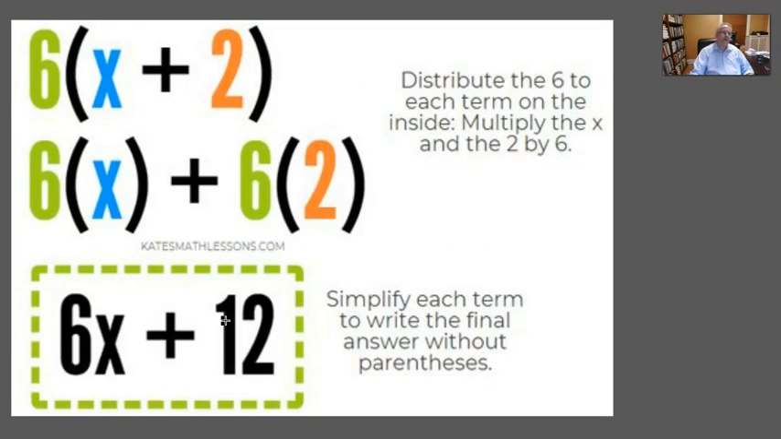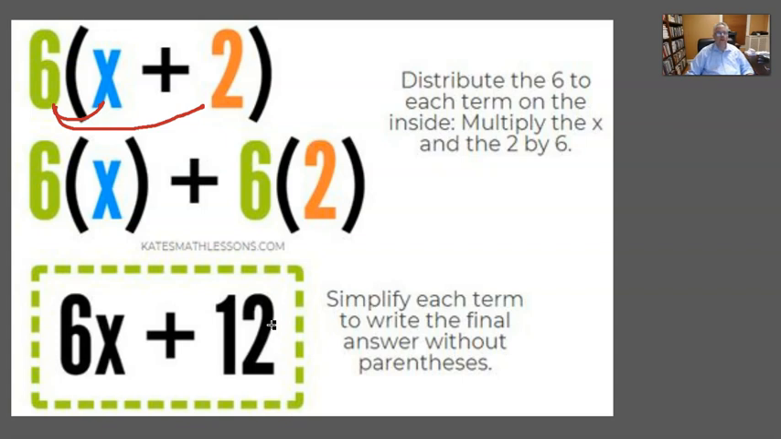Okay, so here's another way of looking at it. We have 6 times the quantity x plus 2. That means we're going to do 6 times x. That's what we have here. And we're going to add to that 6 times 2, which is what we have here. So after we multiply both by 6, we simplify. 6 times x is just 6x. 6 times 2 is 12.